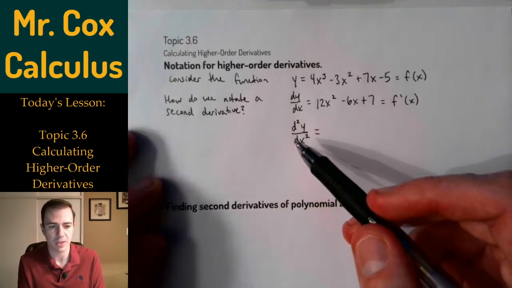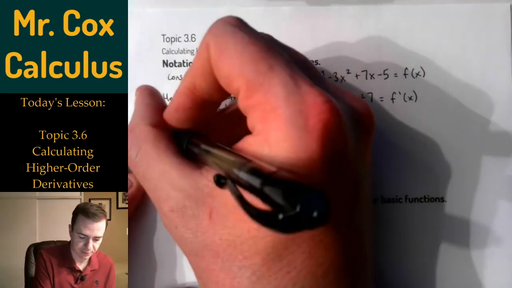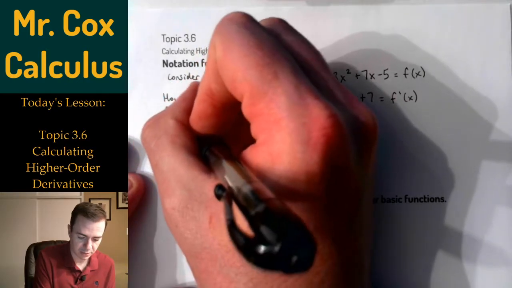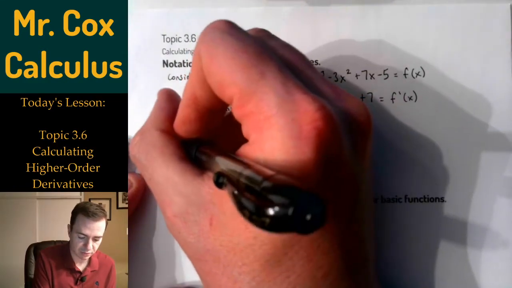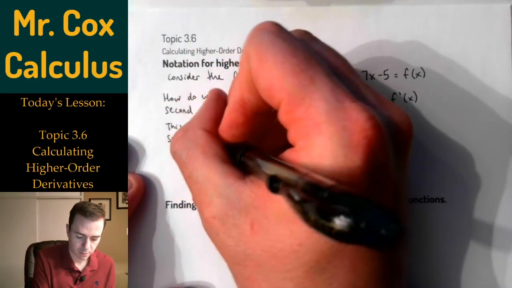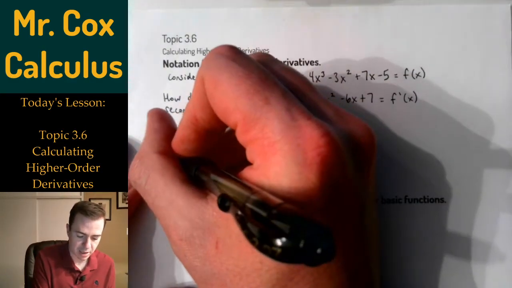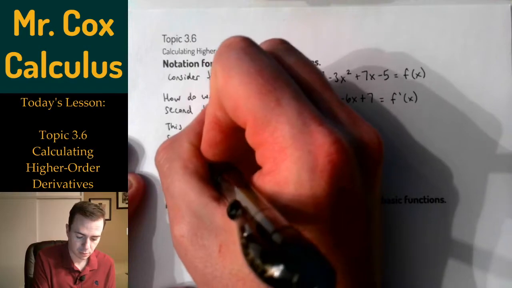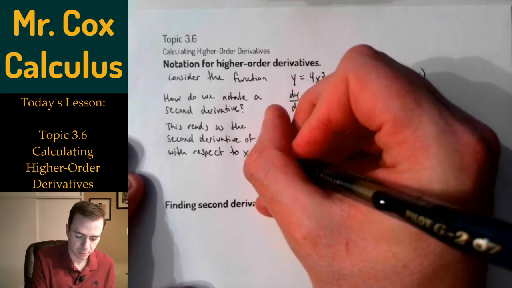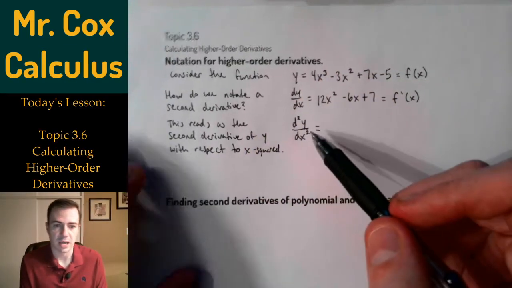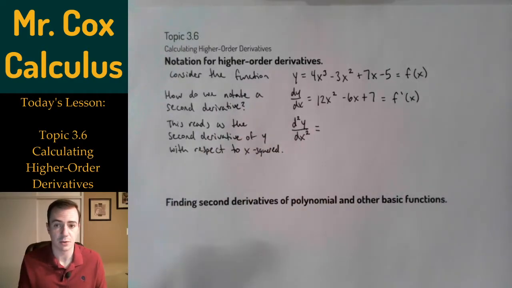And it's very important that you express these 2's in the right place. This literally reads as the second derivative of y with respect to x squared. And you can kind of see that notation. It's the second derivative of y with respect to x squared. We have taken the derivative again.